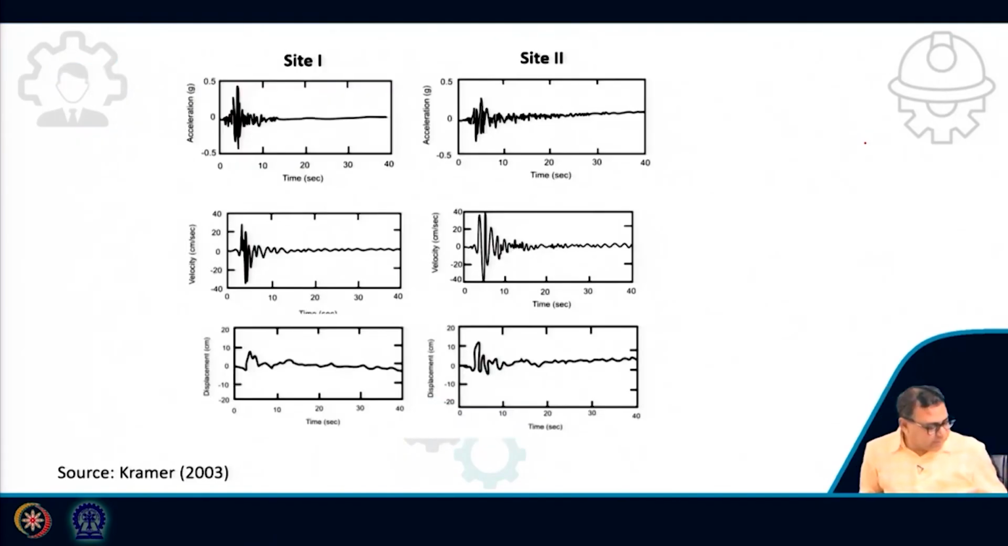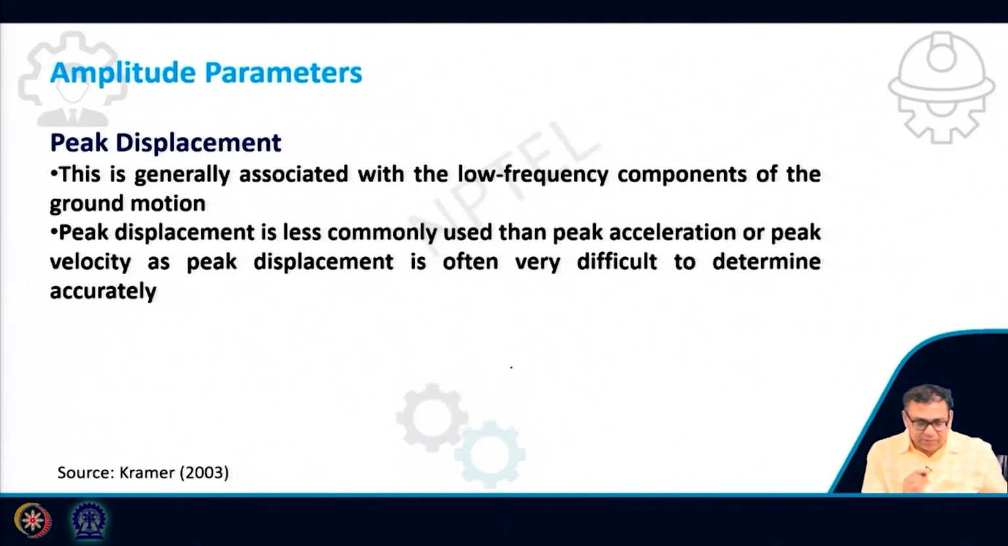Now peak displacement. Okay. So you can see for a site, this is your acceleration versus time. This is the velocity versus time. This is displacement versus time. So here the peak acceleration PHA is more. For the other site, your PHA is less, but the velocity is more compared to the first site. PHV is more compared to the first site. Here is the displacement of the two sites. Okay. And when you are talking about the peak displacement, this is generally associated with the low frequency component of the ground motion.